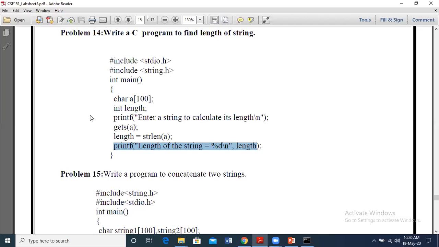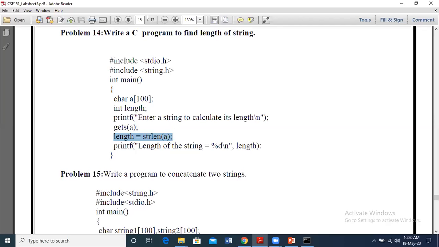Yes, ma'am. So we are simply specifying in this line length equal to strlen of a. This single line is the main part of this program. It will count the length of this string and store it to the length variable, and then we print it.